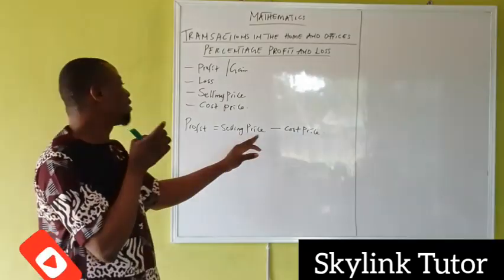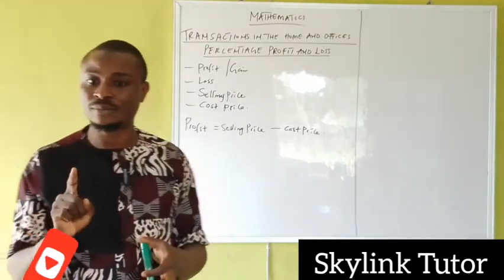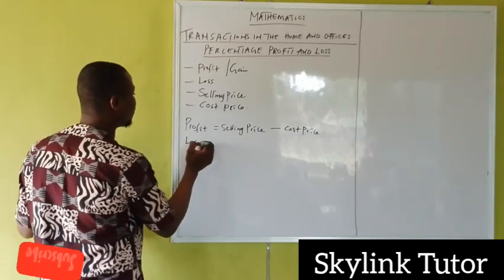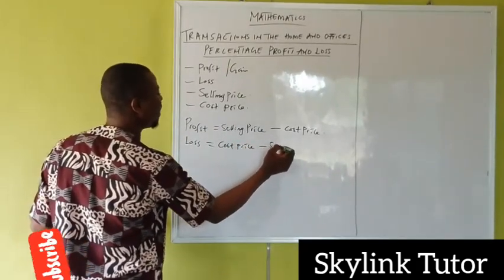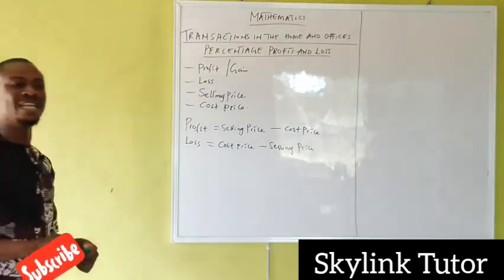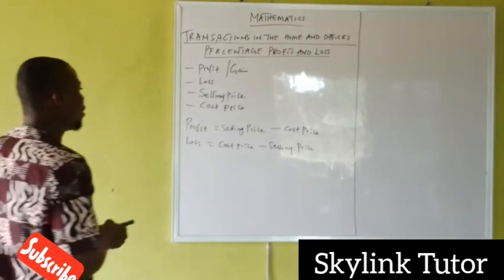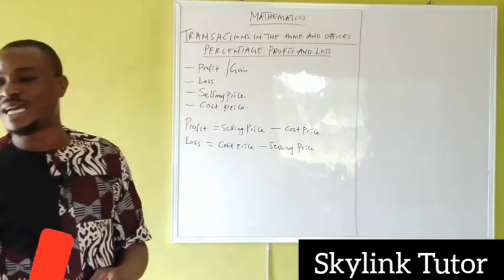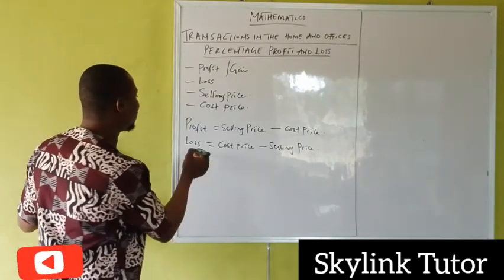So when you minus your cost price from your selling price, and the answer is negative, that one is what is called loss. The meaning is that loss is equal to cost price minus selling price. Okay? Cost price minus selling price is called loss. Sometimes when you are solving a problem, they might ask you to look for selling price.